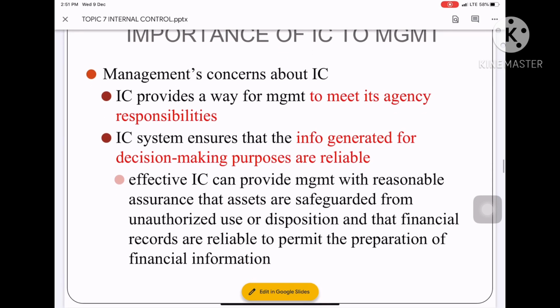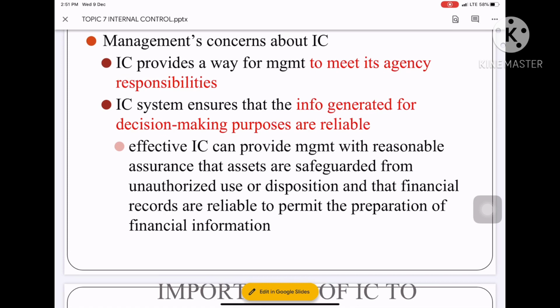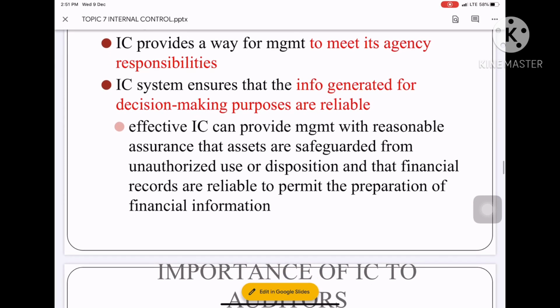The internal control system ensures that the information generated for decision making purposes is reliable. So if the system is good, decision making can be relied on. An effective internal control system can provide management with reasonable assurance that assets are safeguarded. It means everything is being taken care of because the system is good. Safeguarded from unauthorized use or disposition, and the financial records are reliable to permit the preparation of financial information.